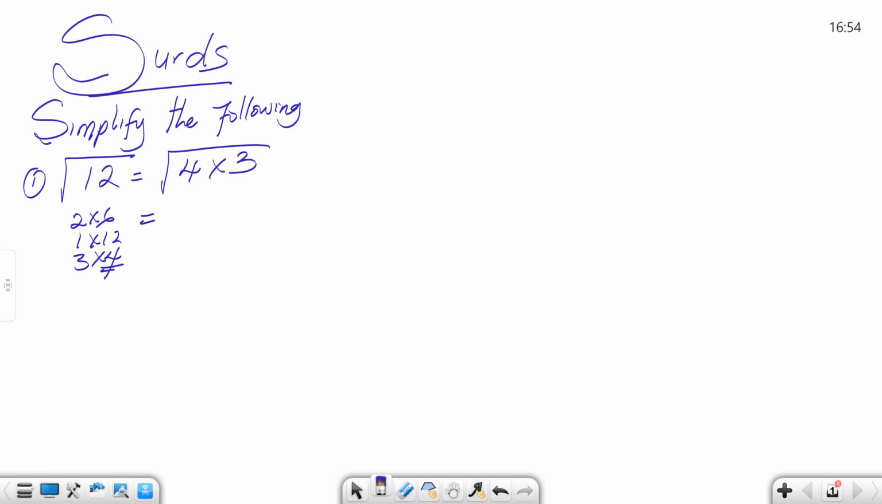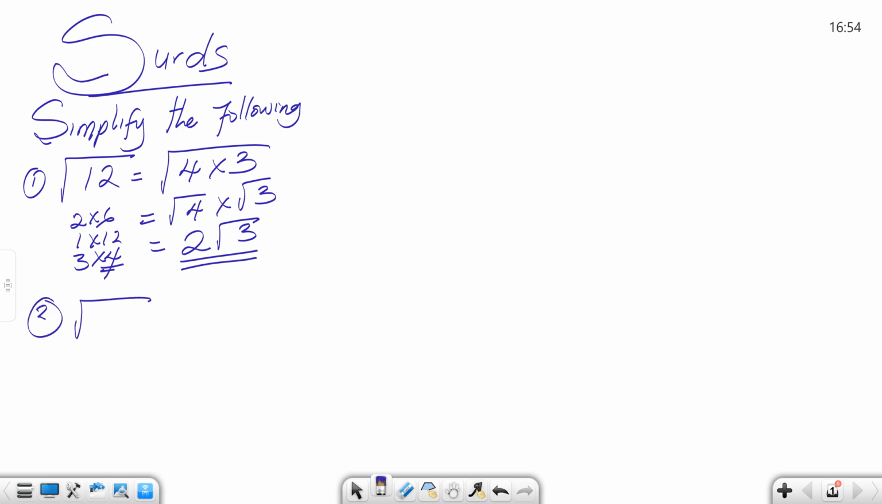So here now, let's separate this. I have root 4 times root 3. What is root 4? Root 4 will give me 2, and root 3 will give me a decimal point, which is not what we need. So to simplify this, this is my final answer. That's 2 root 3. Let's look at another example.